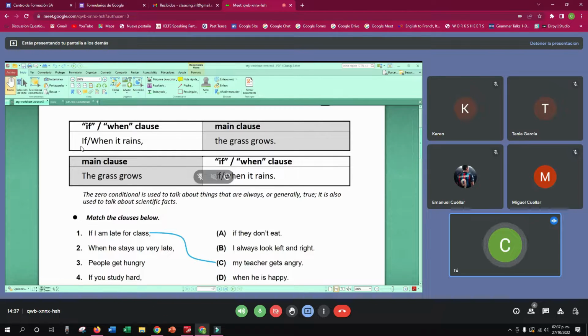For example, here, if it rains, comma, the grass grows. Or you can say when it rains, the grass grows. Or you can change, right? You can switch the clauses and first write down the main clause. The grass grows if it rains. Or you can say the grass grows when it rains, right?